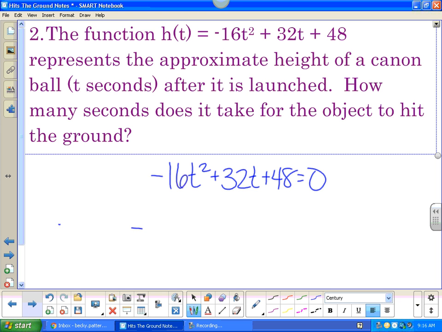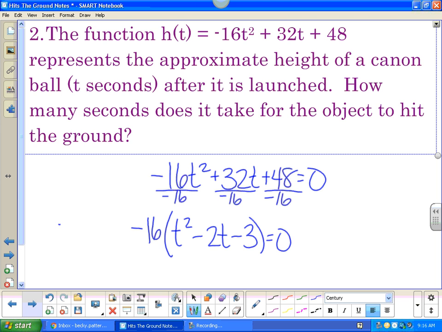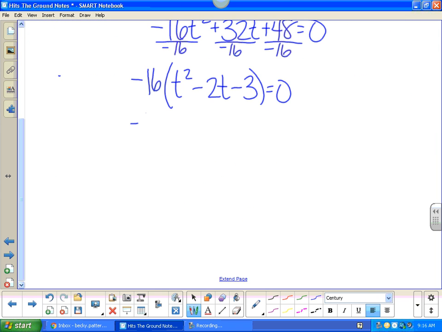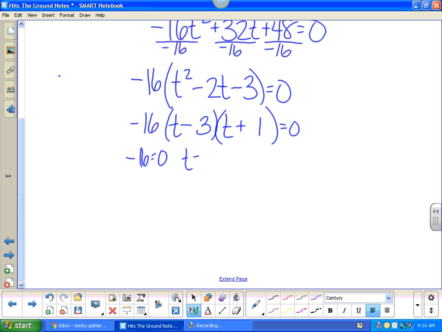I'm going to take a negative out, and then with a 16, a 32, and a 48, I can take a 16 out. So that would be t squared minus 2t minus 3. And I've got a nice little trinomial. Factors of 3 that subtract to give you 2 are 3 and 1. Signs are different. Bigger number's negative. Set all your pieces equal to 0.